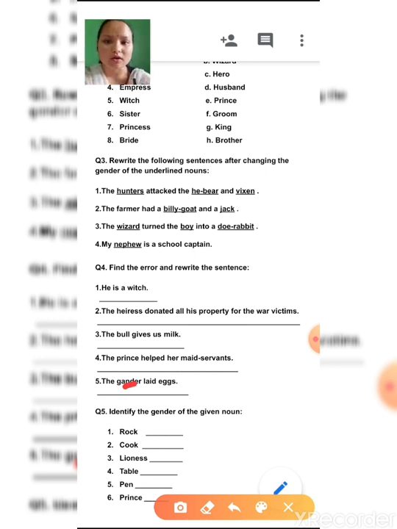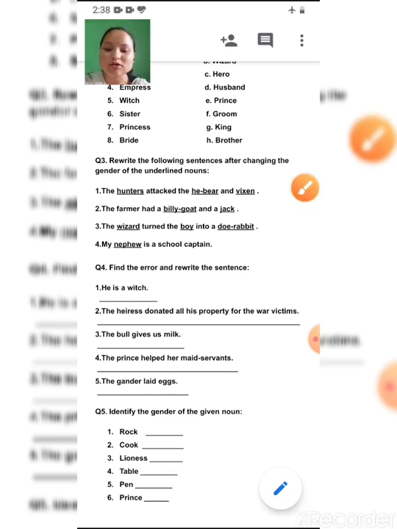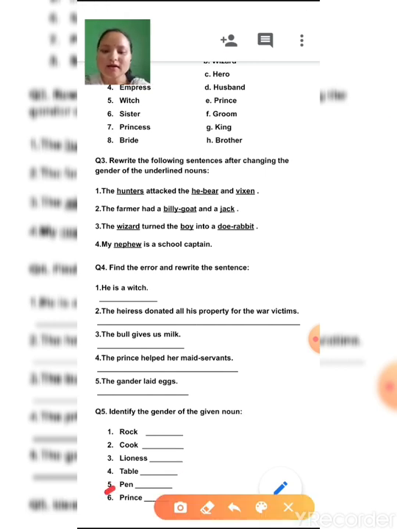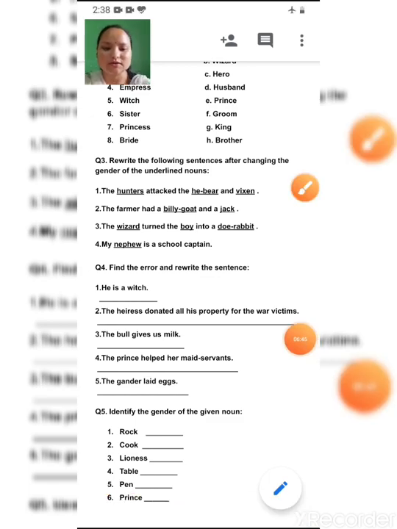So question 5 is identify the gender of the given noun. First one is rock. So children, rock comes under which gender? Neuter gender. Cook. Cook comes under which gender? Common. Why? Because cook can be male or female. Then comes lioness. Lioness is which one? Feminine gender. Table is neuter gender. Pen is also neuter gender. And prince is masculine gender.